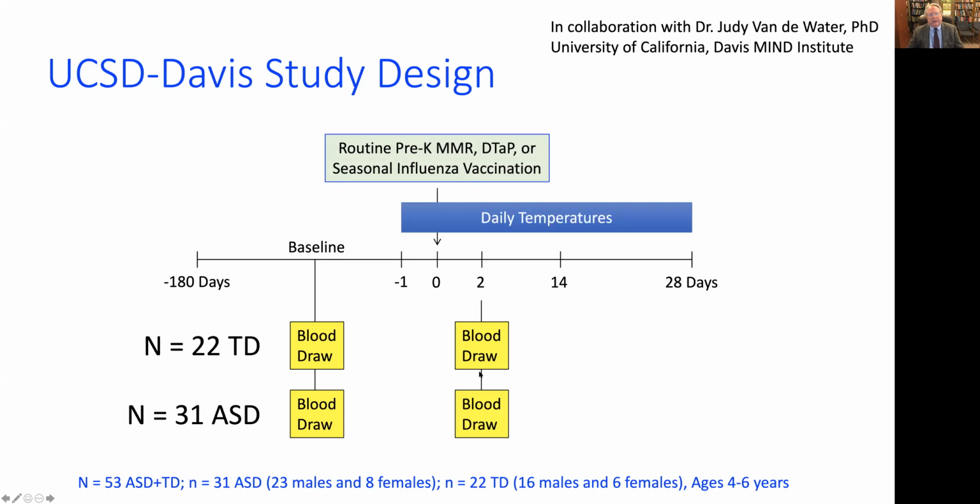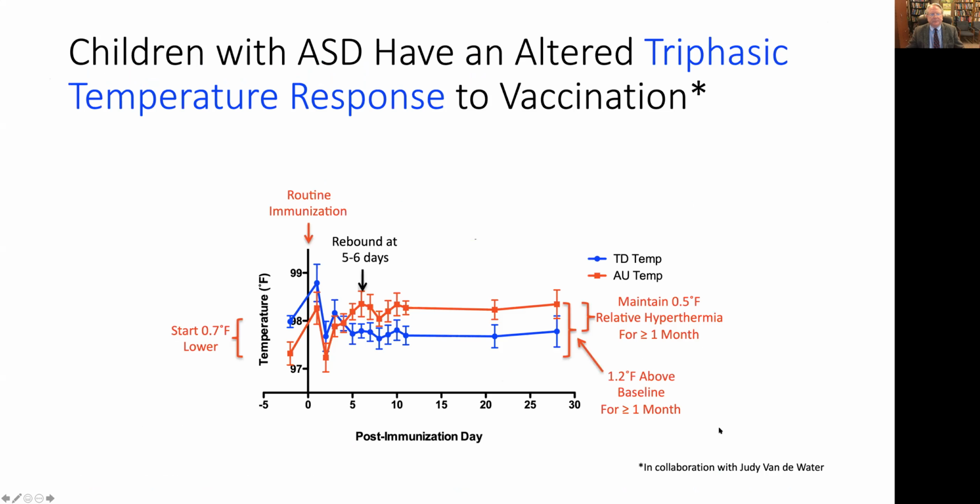Blood was drawn 2 days afterwards, and daily temperatures were taken for a month. Now today I'm only going to talk to you about the differences we see at baseline between typically developing children and ASD. And then we'll also talk about daily temperatures. And I'll talk about the response to immunization in another talk later on.